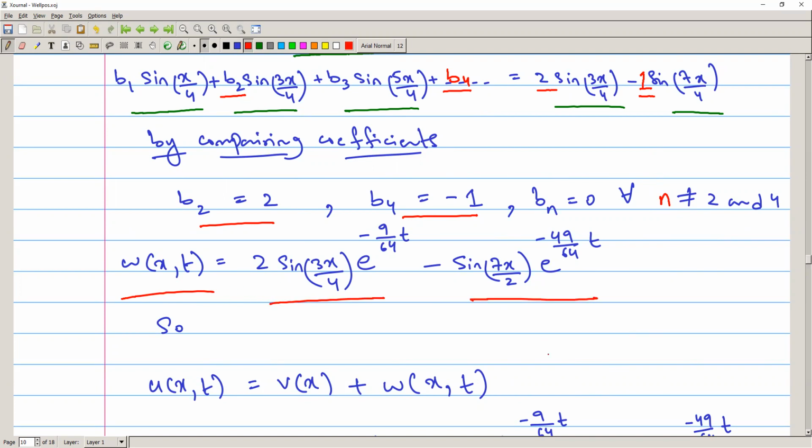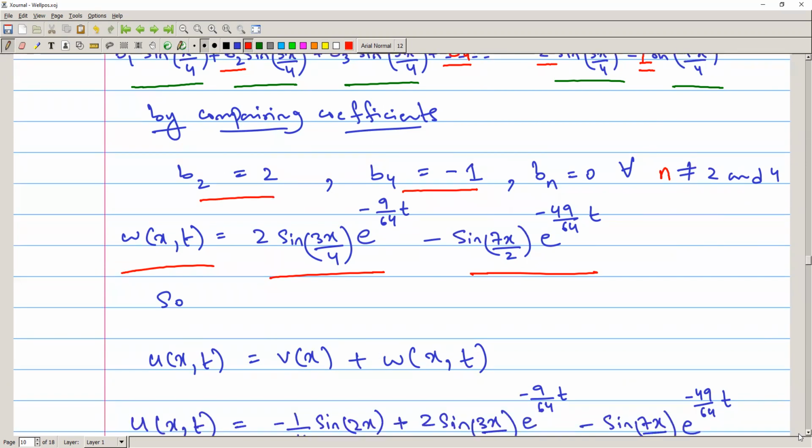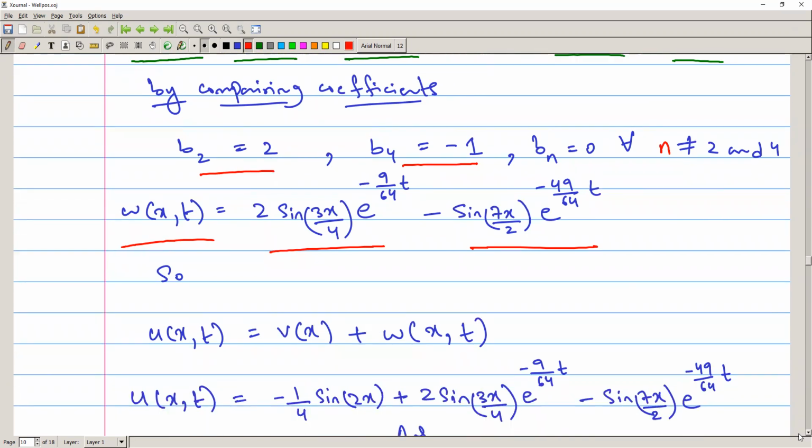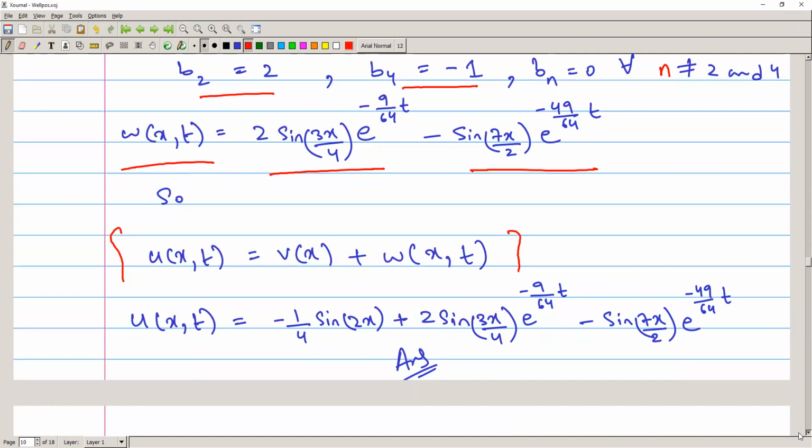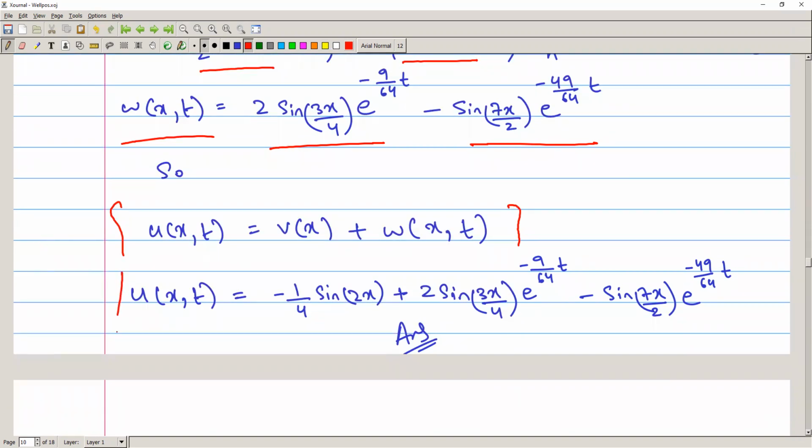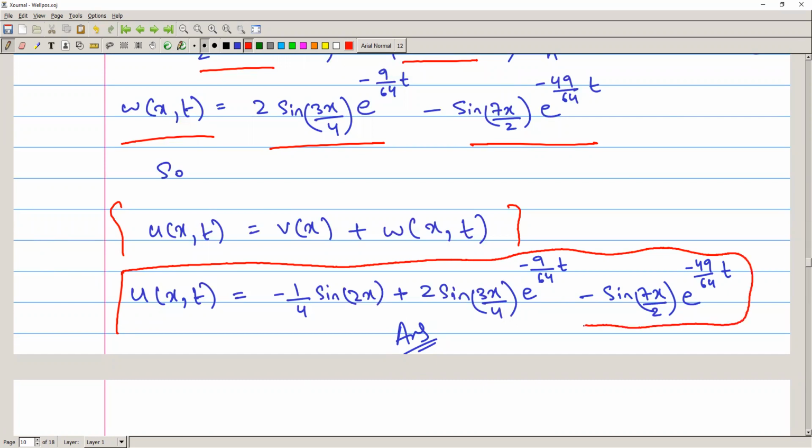So therefore we will now generate the solution. This is a transient temperature, but we know that we need both steady state and transient, right? So steady state temperature is already calculated. Transient state temperature is also calculated. So we can sum up these temperatures to find the general solution, and for the particular solution, sorry. So this is the particular solution for this problem, right? This is the final answer for the given problem.